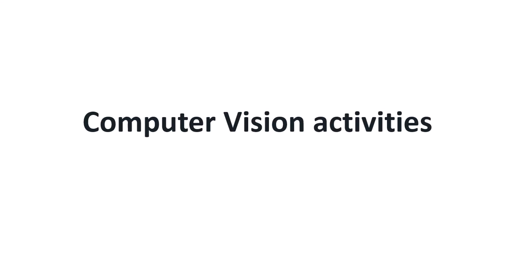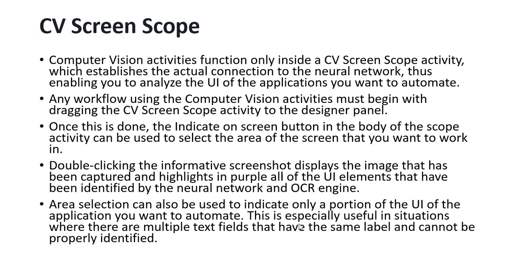This is the third video in the series of computer vision activities. In the computer vision activity series, we first saw an introduction to computer vision. In the second video, we went through the differences between normal AI automation and computer vision activity automation, when to use which feature and what is better in which condition. Now, in the coming videos, we will go into detail about each and every computer vision activity. First of all, we will learn the CV Screen Scope activity.